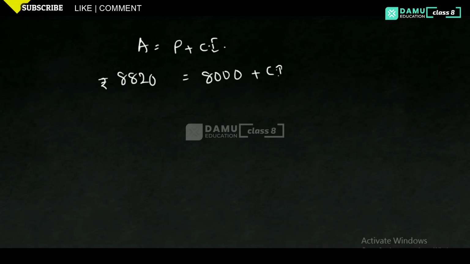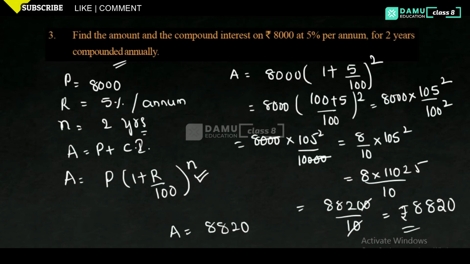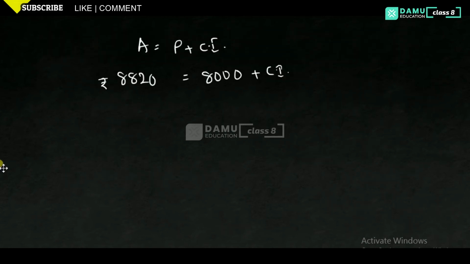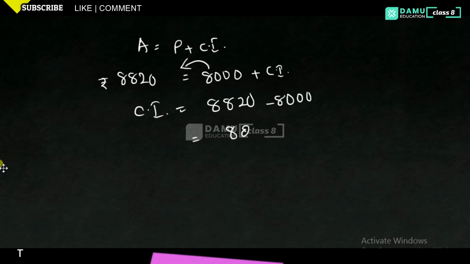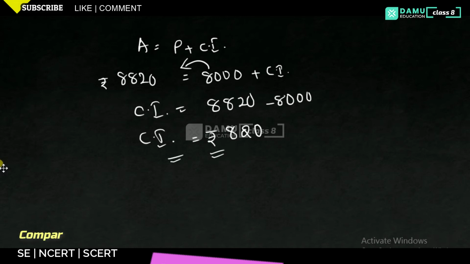Then we can calculate the compound interest by using this formula. So let's find the compound interest. That is, compound interest will be equal to 8,820. If you shift from this side to that side, here plus is there, it will become minus. That is 8,000. So 820 rupees for 2 years is the compound interest.